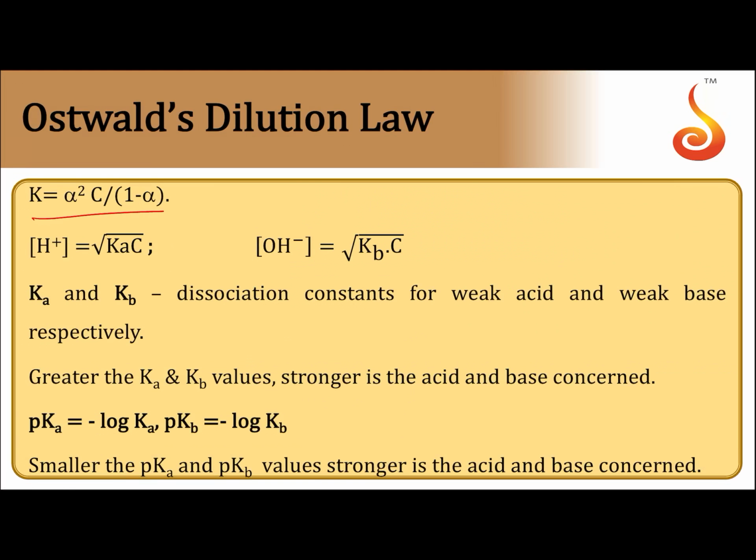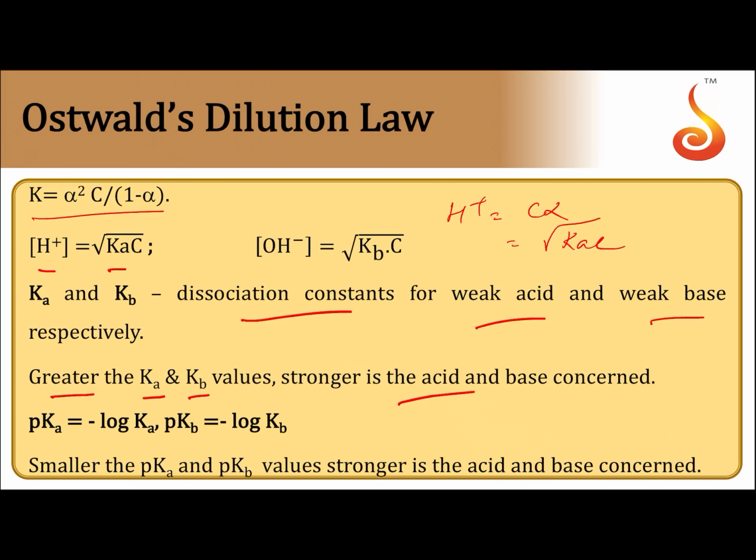By applying this law, the formula is alpha square C by 1 minus alpha. By applying Ostwald's dilution law for a weaker acid and weaker base, we are going to get the formulas: H plus is equal to root of KaC, that is, H plus is equal to C alpha, also equal to the square root of K into C. Similarly, for a weaker base, OH minus is equal to C into alpha, or else root of KbC. Here Ka and Kb are the dissociation constants of the weaker acid and weaker base.